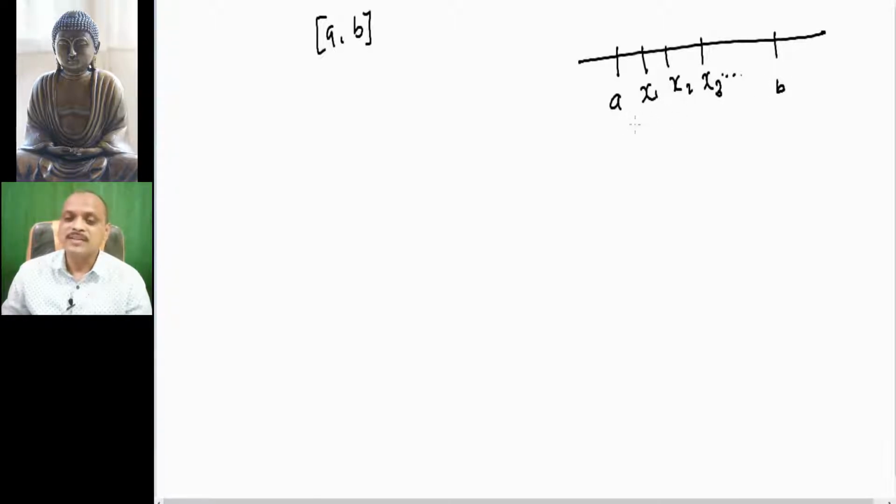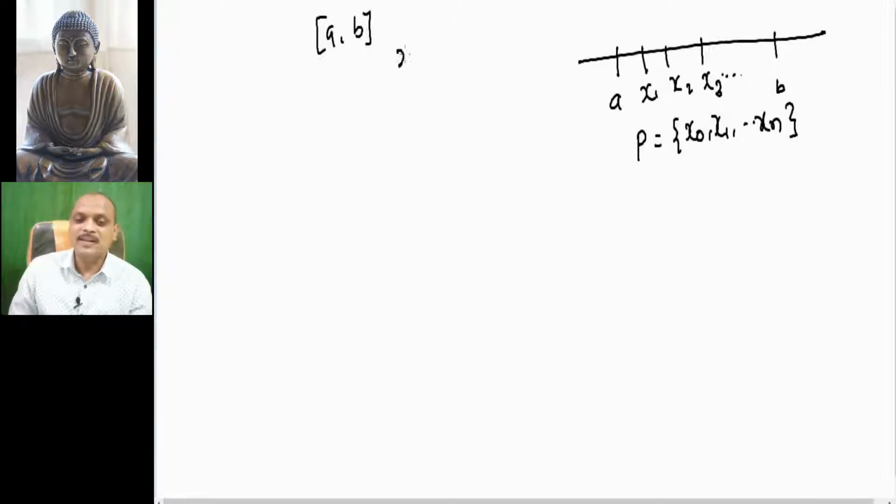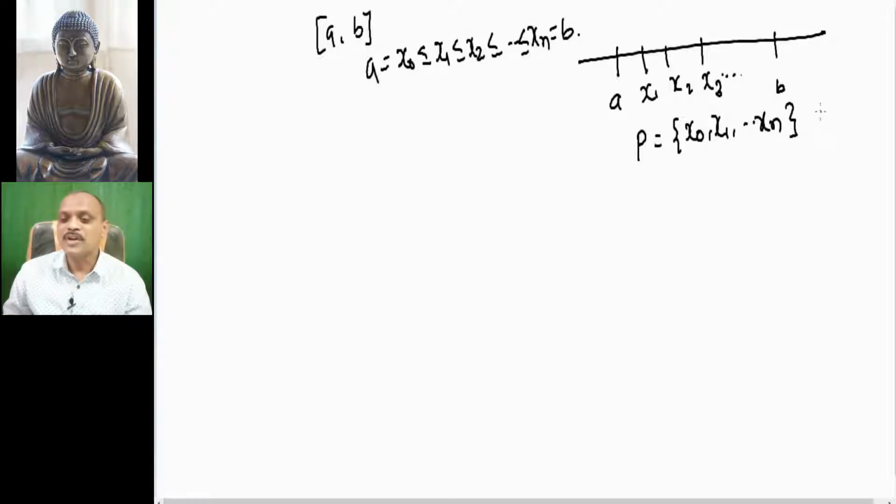To be definite, it gives us a partition of the closed interval a comma b, and this partition is a set of points. Suppose P is a set of points x0, x1, ..., xn, such that x0 equals a, x0 is less than or equal to x1, x1 is less than or equal to x2, and so on, up to xn equals b. Then such a set of points is called a partition of the closed interval a comma b.